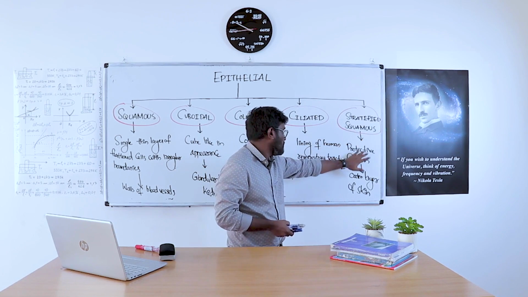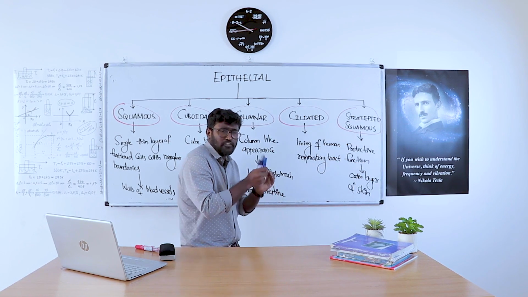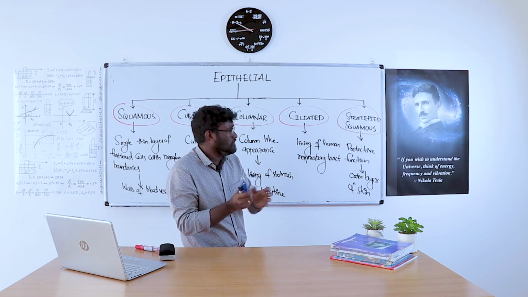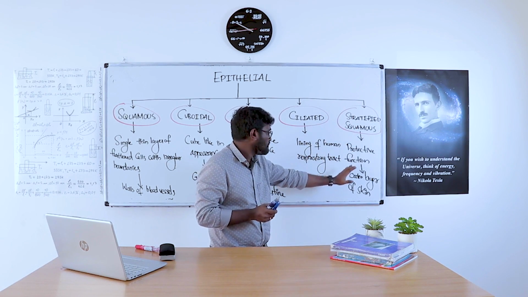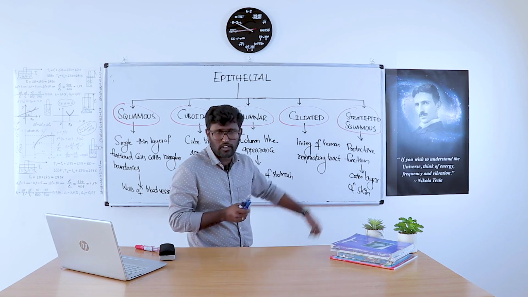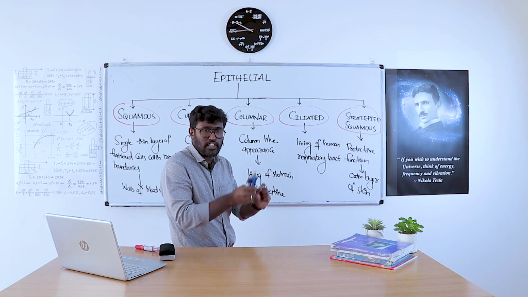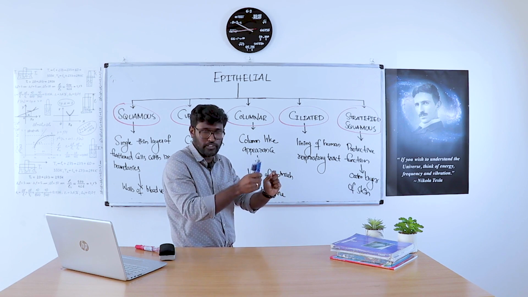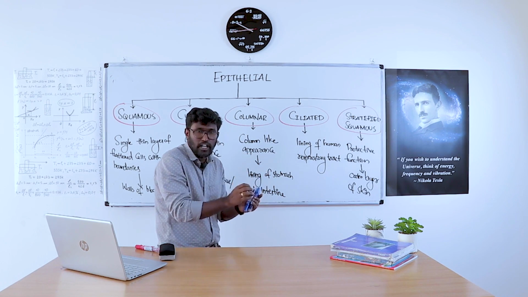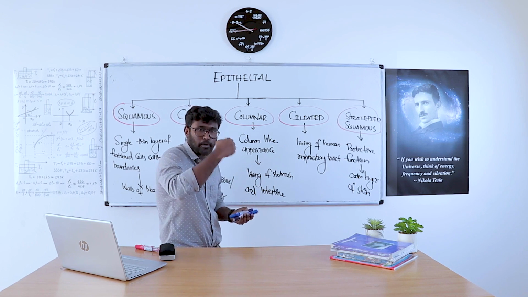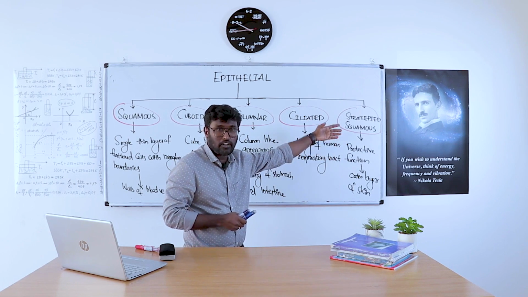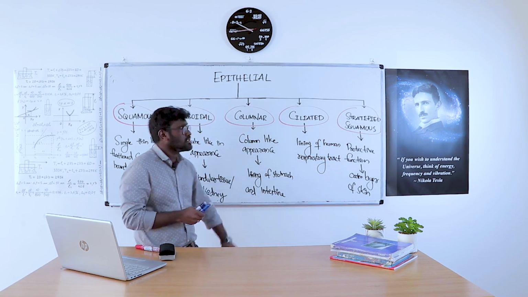Next one is stratified squamous. The main duty of the stratified squamous epithelial tissue is that it acts as a protective layer. Where can we find it? It's the outer layer of the skin. So, as in the example, the outer layer of the skin has a protective duty. That means it acts as a protective shield or a protective layer. So the outer layer of the skin has stratified squamous epithelial tissue.